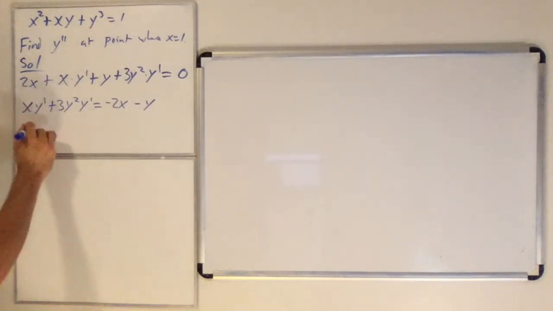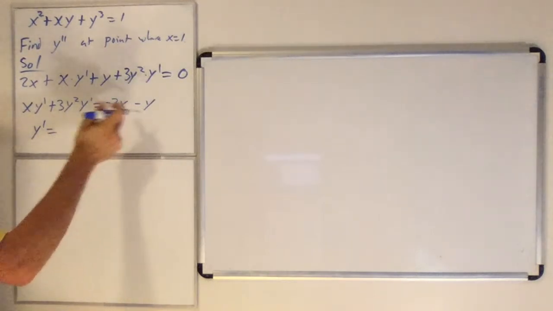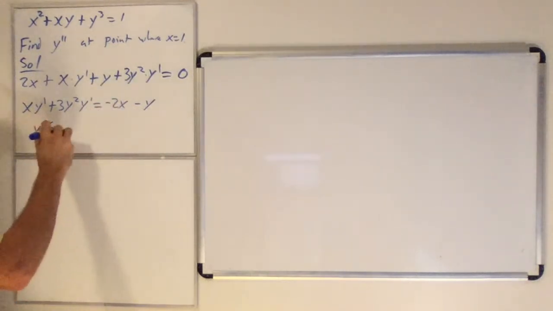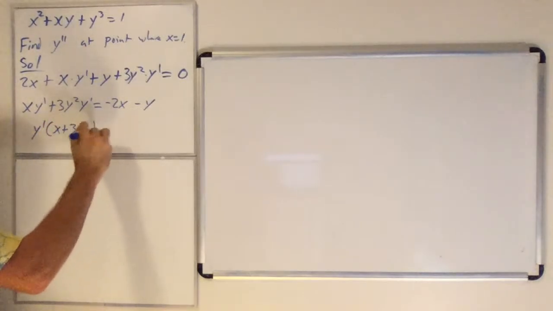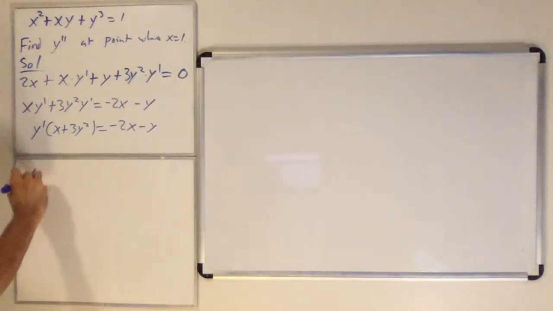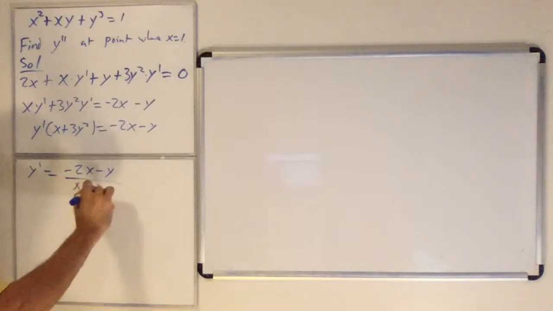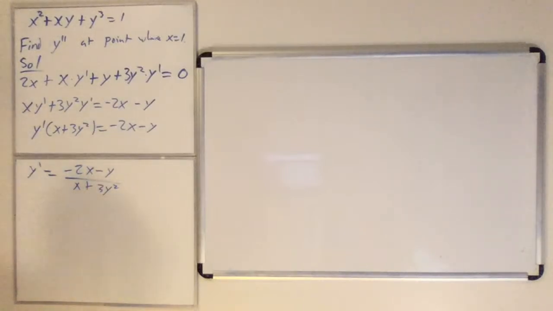So now we can factor out a y prime. Sorry, we should factor out a y prime, x plus 3y squared. And we get y prime is equal to minus 2x minus y over x plus 3y squared. All right, now where do we go from here? We want to get y double prime.